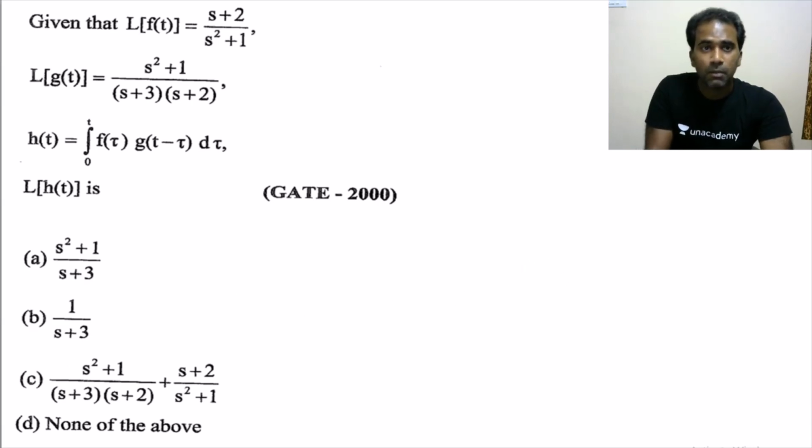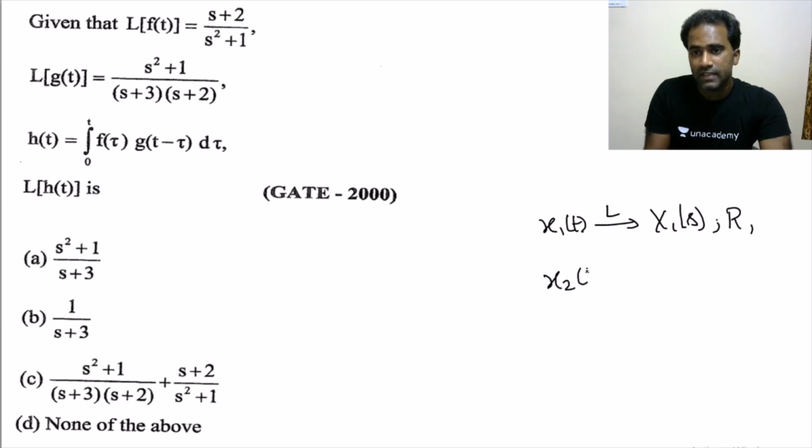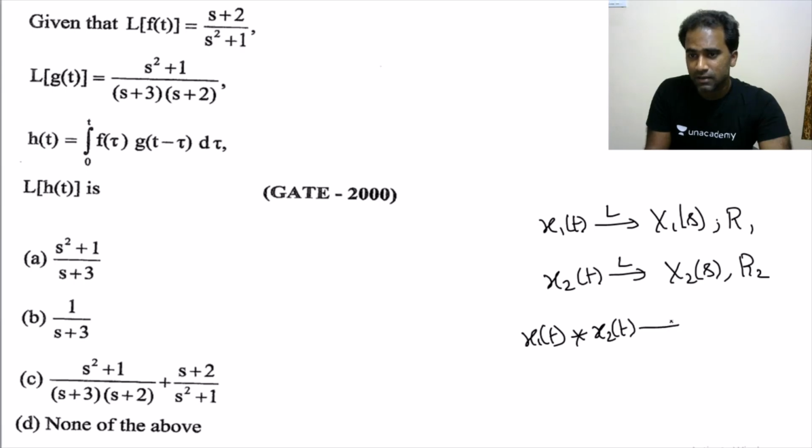So first let me give you the property. If there are two signals, x1 of t, whose Laplace transform is capital X1 of s and the ROC is, let's say, R1, and x2 of t is the second signal whose Laplace transform is X2 of s, whose ROC is R2. When I'm writing ROC, it is the bilateral Laplace transform only. In a signals course, generally we talk only about the bilateral Laplace transform, whereas in mathematics they don't mention unilateral or bilateral; there you'll be dealing with the unilateral Laplace transform.